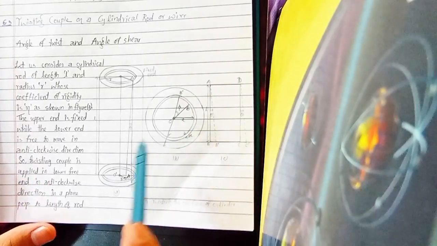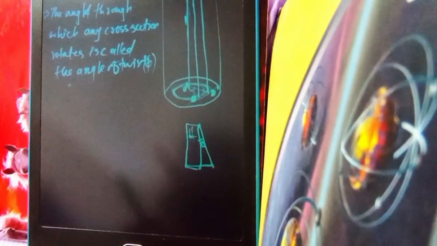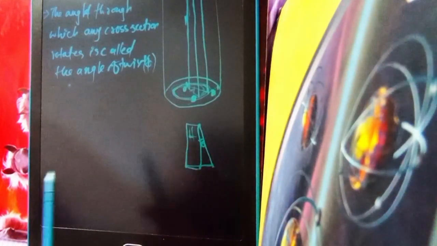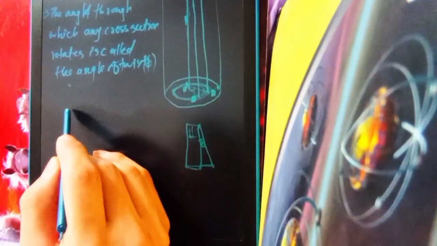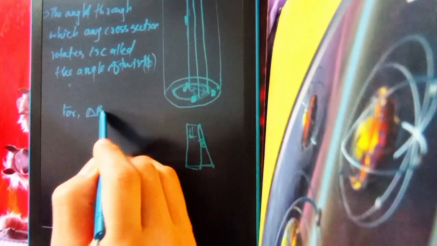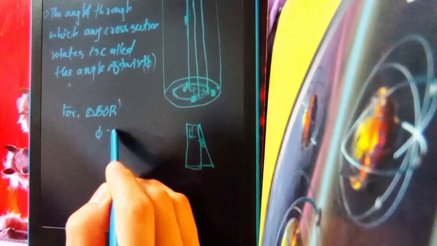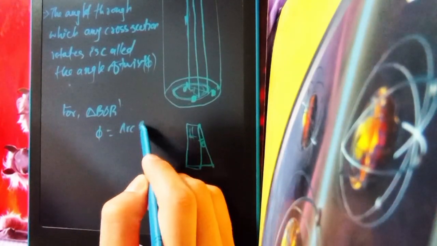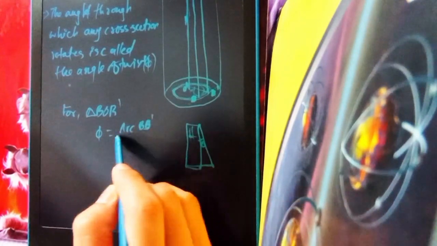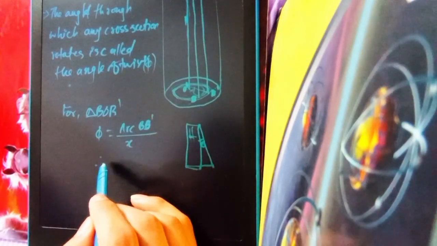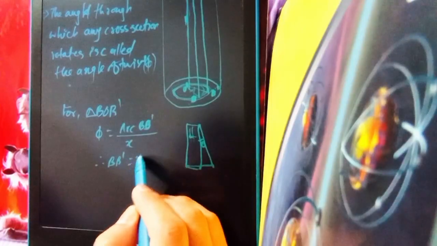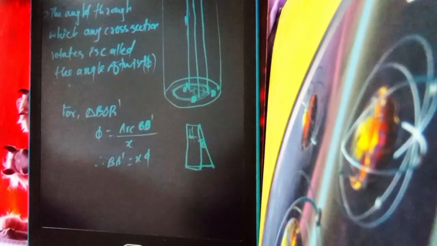When we imagine this, we can write from triangle BOB dash that phi is equal to arc BB dash upon x. Again, we can conclude from this that BB dash is equal to x phi. The mathematics is simple. You can just imagine that.